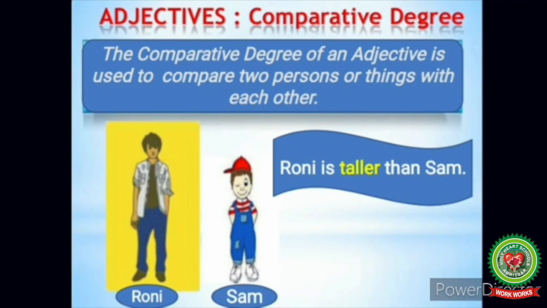Now let's study the next degree of adjective, that is comparative degree. The comparative degree of an adjective is used to compare 2 persons or things with each other. For example, Ronnie is taller than Sam. Now in this example, there are 2 persons, that are Ronnie and Sam. Both are being compared with each other, and here taller is an adjective, so it is a comparative degree.